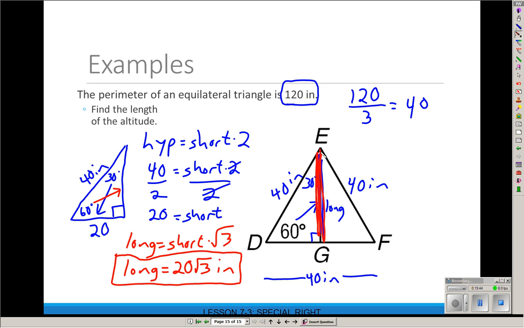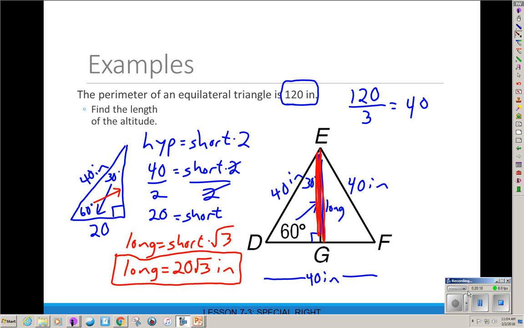We took the perimeter, divided it by 3 to get each individual side length. That gave us the hypotenuse. We went from hypotenuse to short leg. Since the hypotenuse is short times 2, the short had to be 20. And then long is short times the square root of 3, which is 20 square root of 3. Just remember all of your formulas. In a 45-45-90, hypotenuse equals leg times the square root of 2. And in a 30-60-90, the long is short times the square root of 3, and the hypotenuse is short times 2.